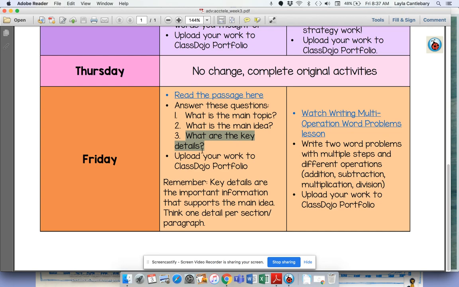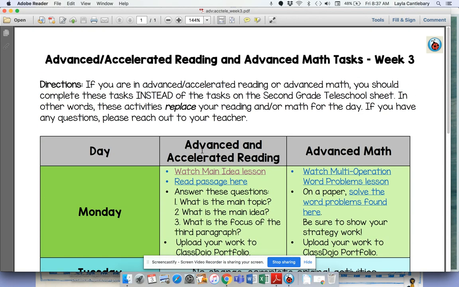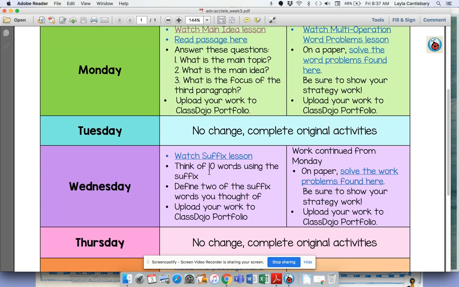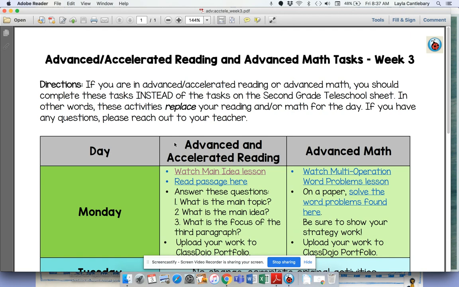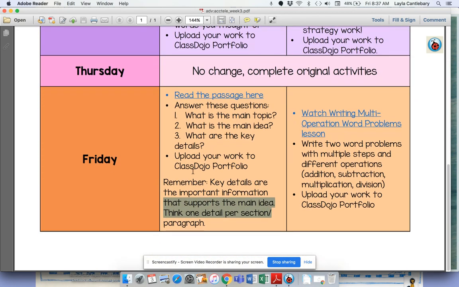So if you need to refresh yourself because you can't remember how to find it, you can go back up and rewatch the main idea lesson from Monday. And then it says to remember key details are the important information that supports the main idea. So that's when in the lesson from Monday Ms. Candleberry highlighted all of those things, those are the key details from each paragraph. And it even says think one detail per section or paragraph, okay? Except you're not going to have one in the introduction or the conclusion.